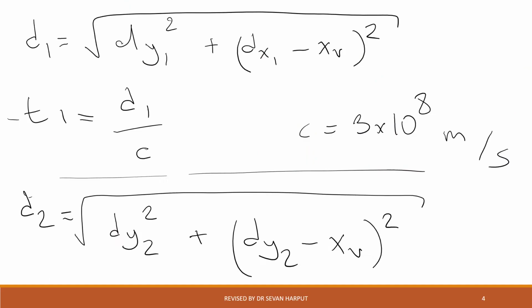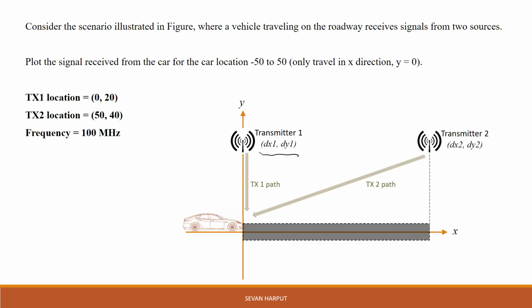I'm just going to quickly go back and remind you what we did. We looked at an example, a car traveling on a road, receiving signals from a transmitter, and there are two transmitters. We calculated the received signal at the car, then found the strength of the signal, the maximum signal received by the car, and then plotted it as a function of the vehicle's position.